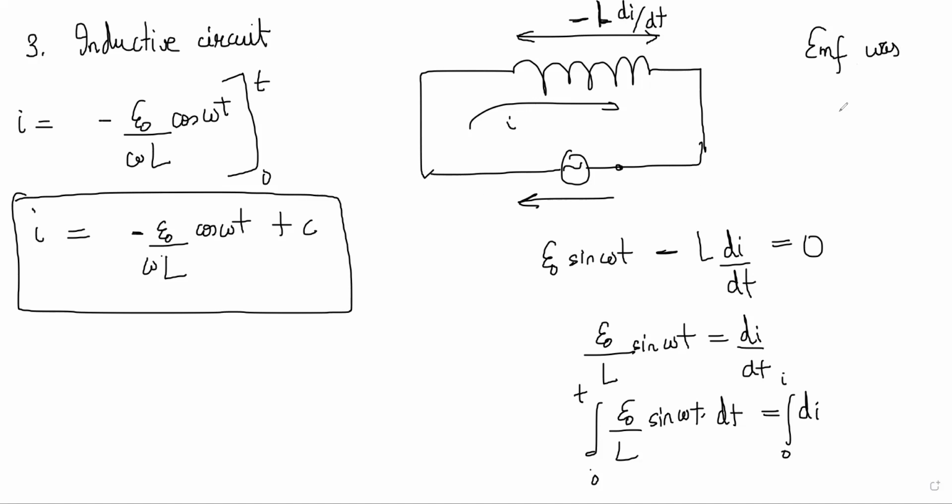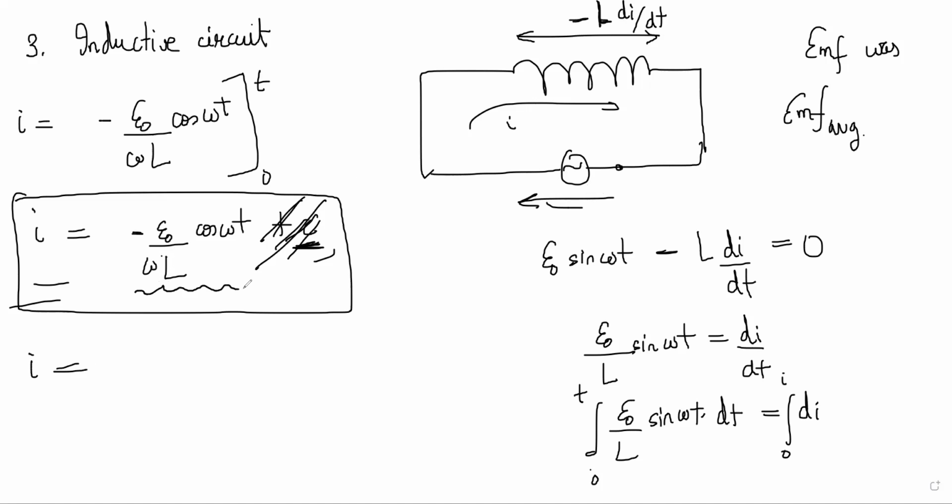EMF and current should also be periodic, right? If your EMF average over one period was zero, your current average over one period should also be zero. So this C should actually be zero, because if you have a constant C, then your current is a constant current. You cannot have the C, physically speaking, for a sinusoidal EMF. This is an AC source EMF, so we'll remove this C and we'll say your current is coming like this.